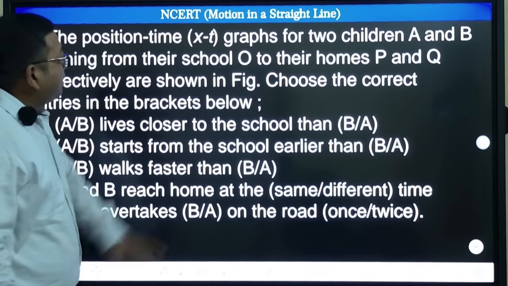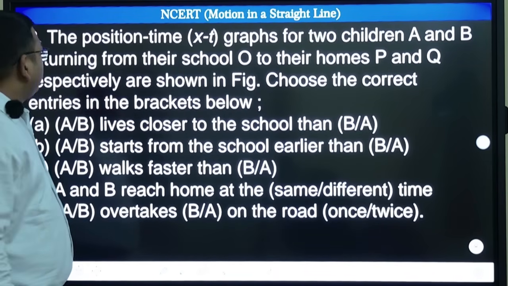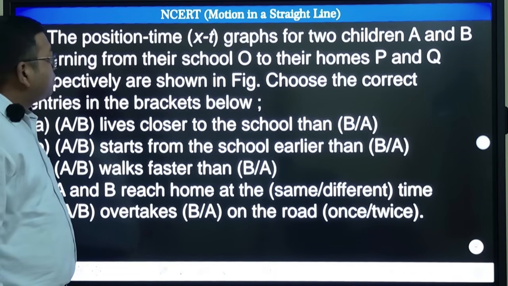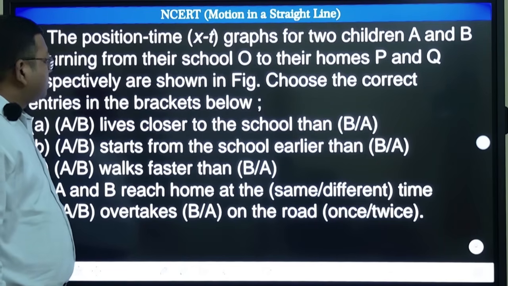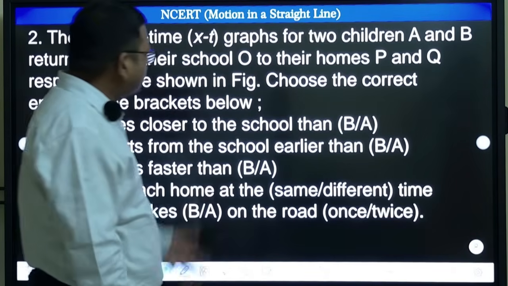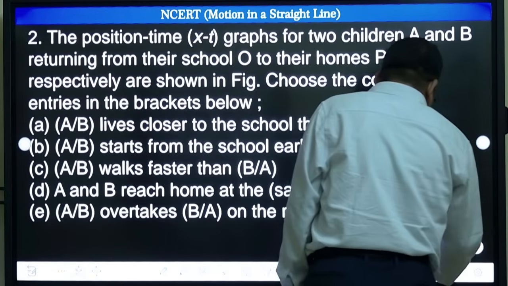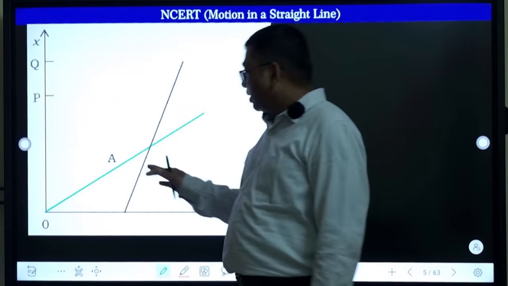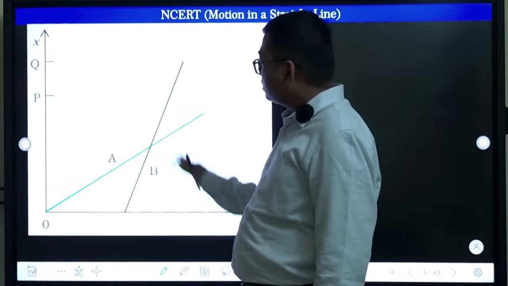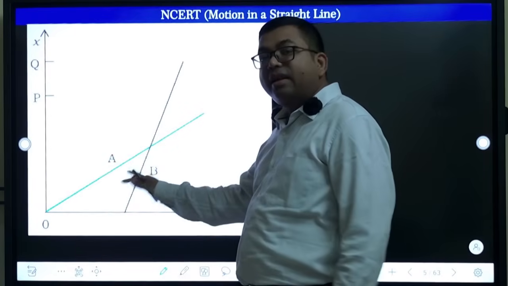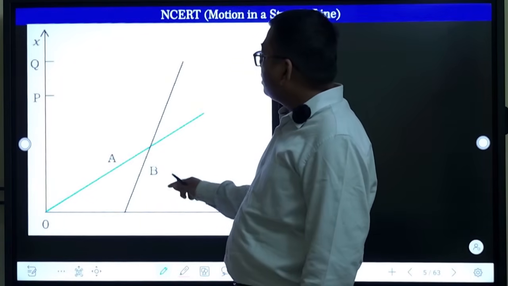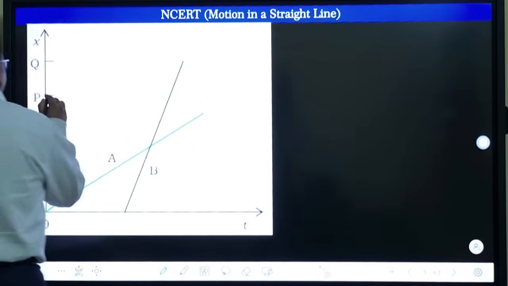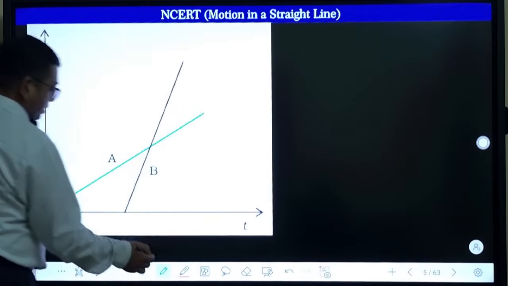The position-time x-t graph for two children A and B returning from their school O to their homes P and Q. You have seen such types of questions. So let us see the graph they have given here. Two children are there, two boys. Let us consider two balls. Their graphs are given, and they are saying that this point P represents what?